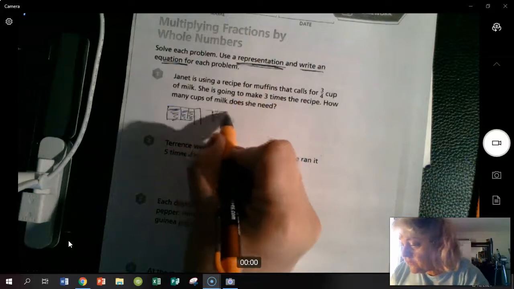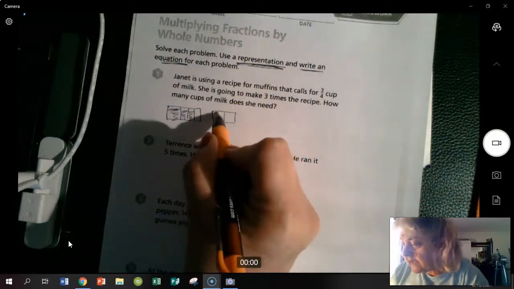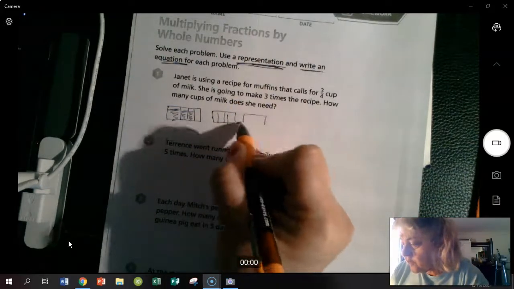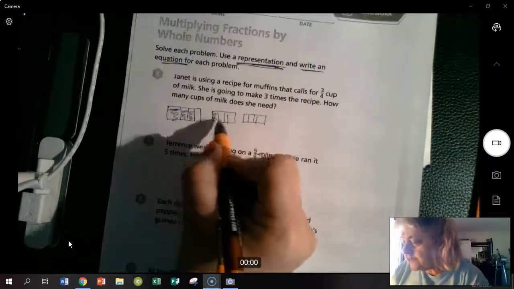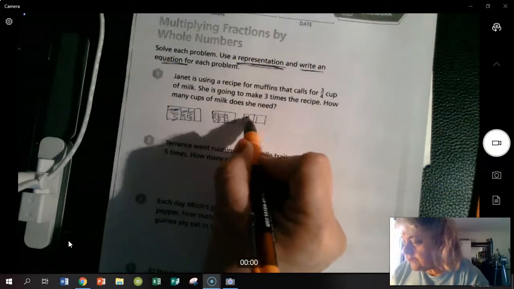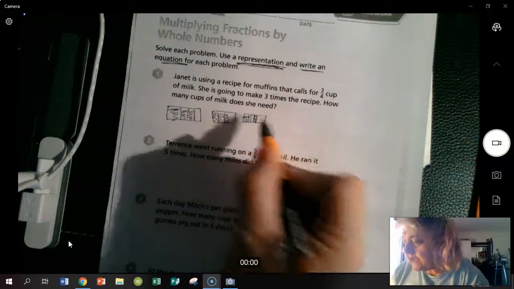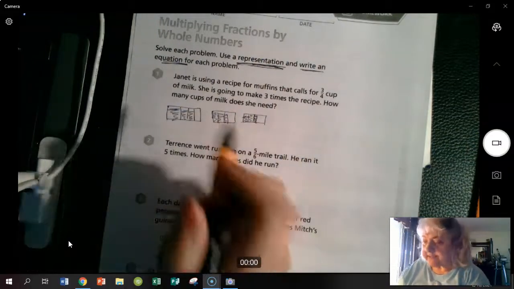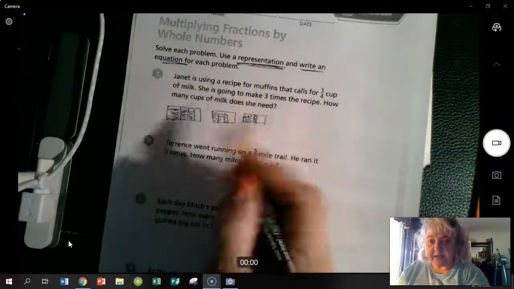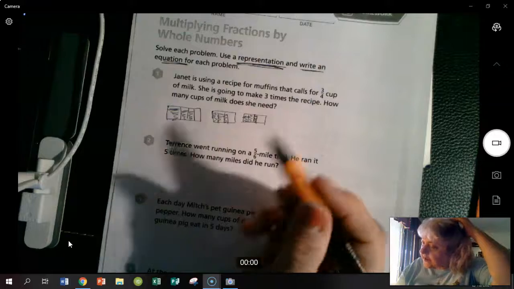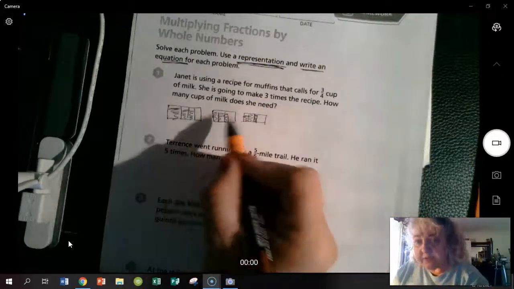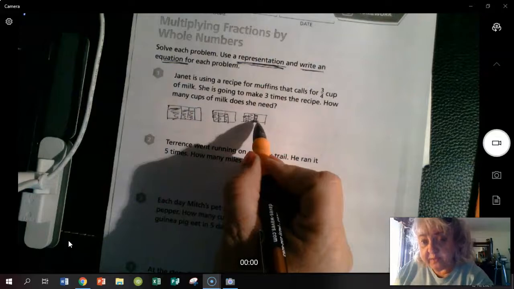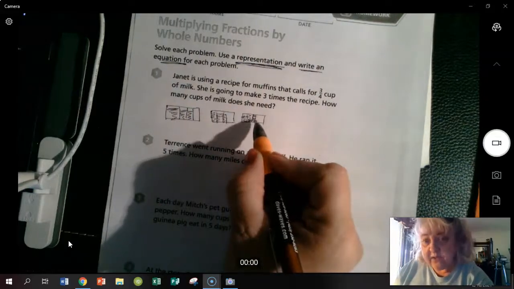So if I'm making my representation, I'm going to make 3/4 3 times. That would be my representation. And a representation is a drawing, and yes, I know they should be all equal parts, but I'm not that good of an artist. So what I've done here is 3/4 plus 3/4 plus 3/4. That's repeated addition. But that's not very efficient.